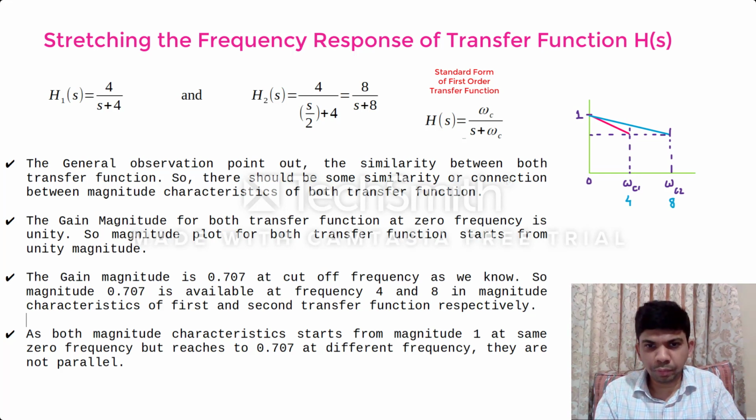Now both of these points, conclusion number 1 and conclusion number 2, indicate that the characteristics are not identical, but by general observation of the two transfer functions, we can say that there exists some similarity between both of them. It means their magnitude plots should also have some similarity. So we need to find out what kind of similarity it is. For that, I am going to draw the magnitude response plot for both of the transfer functions.